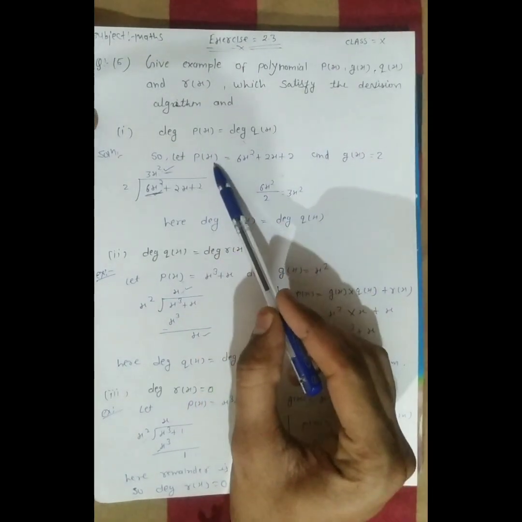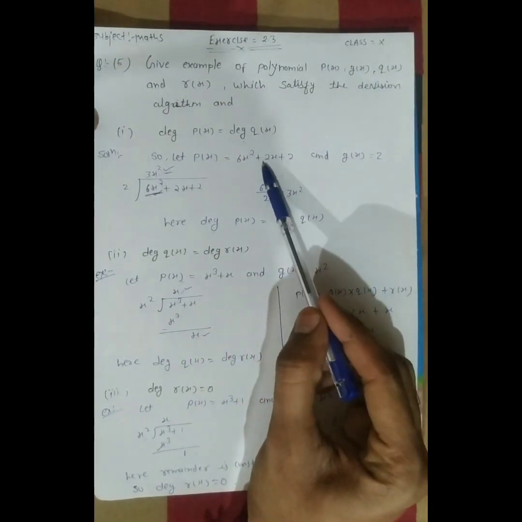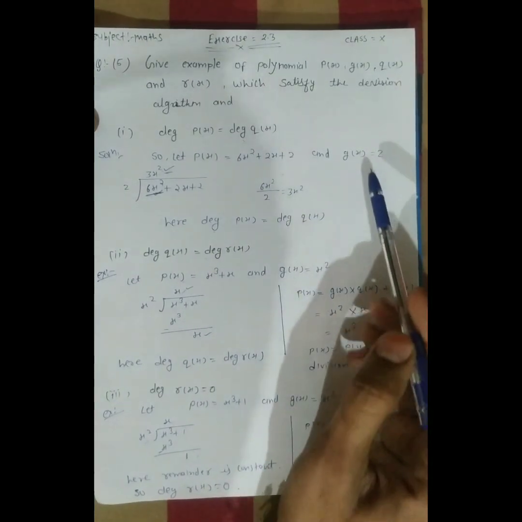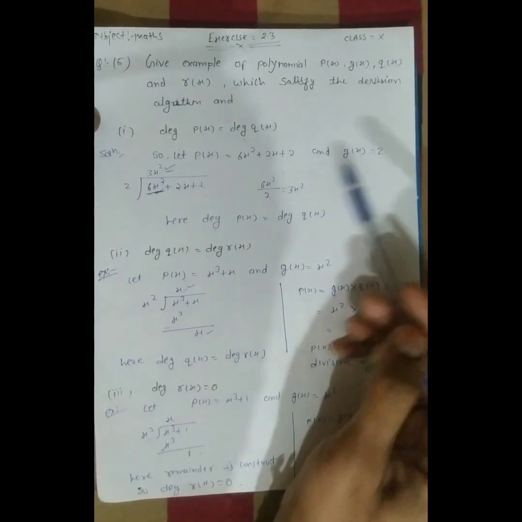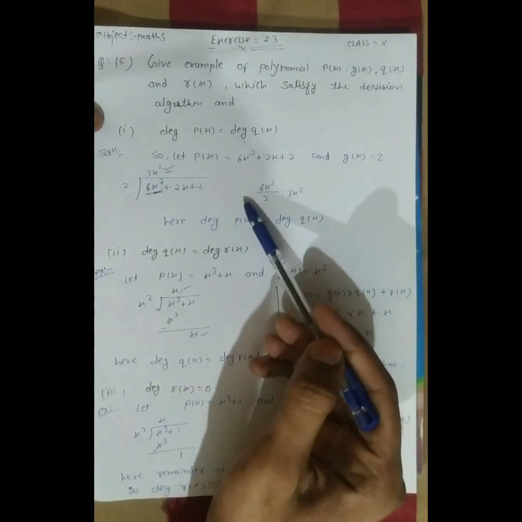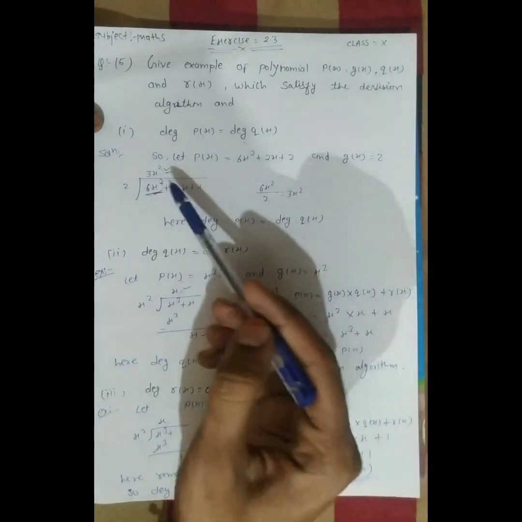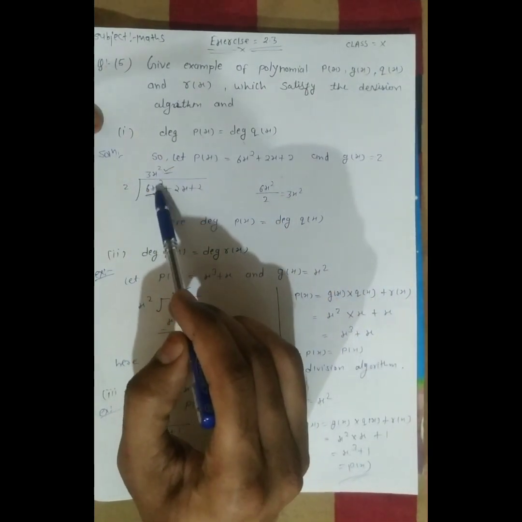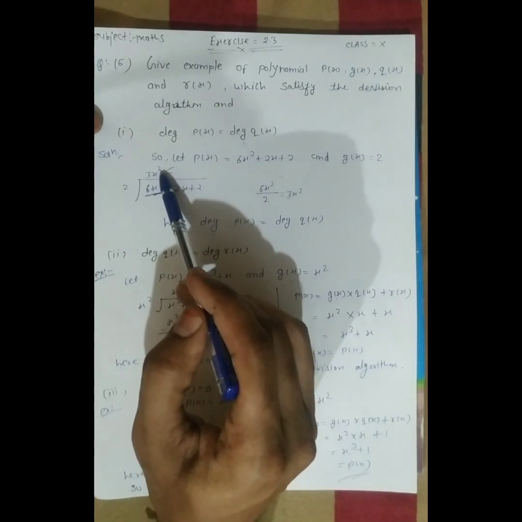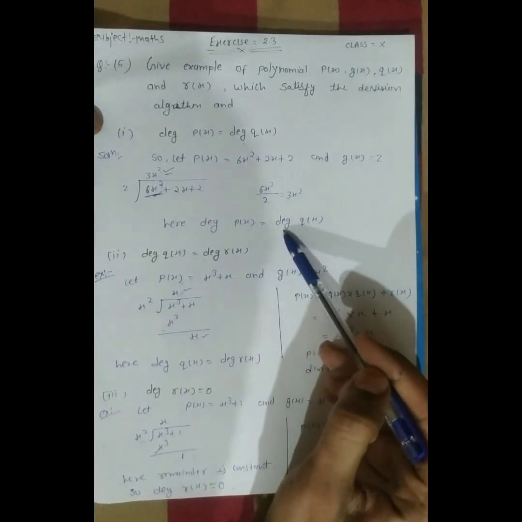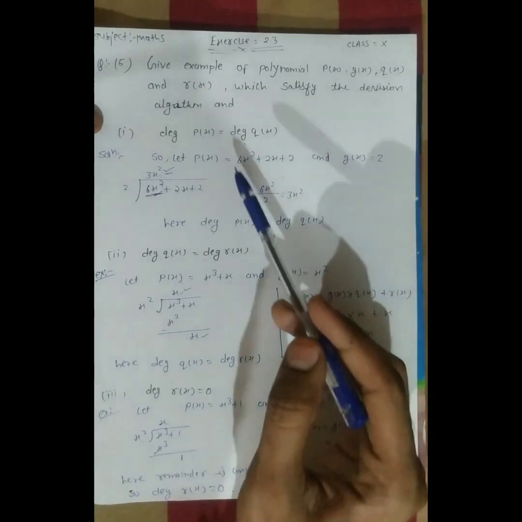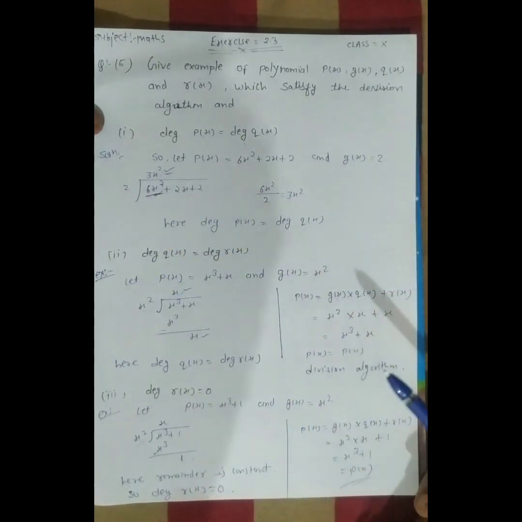Here we let p of x equal 6x square plus 2x plus 2 and g of x equal 2. So we divide this polynomial by this: 6x square divided by 2, we get 3x square. Here degree of p of x is 2 and degree of q of x is also 2, so degree of p of x is equal to degree of q of x. We also satisfy this division algorithm by the preceding method of division.